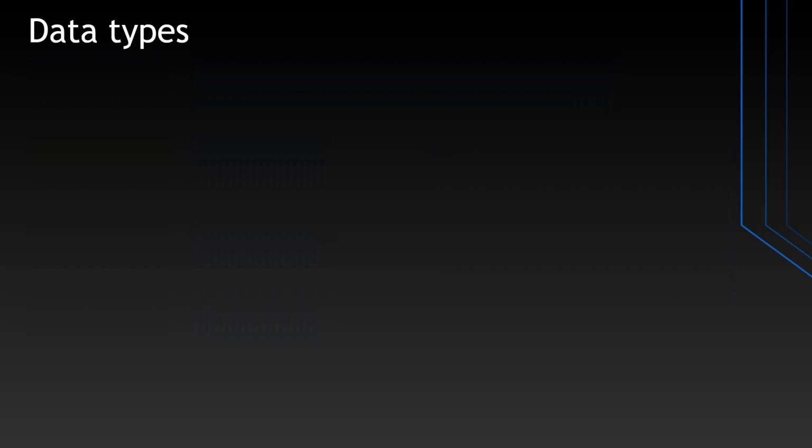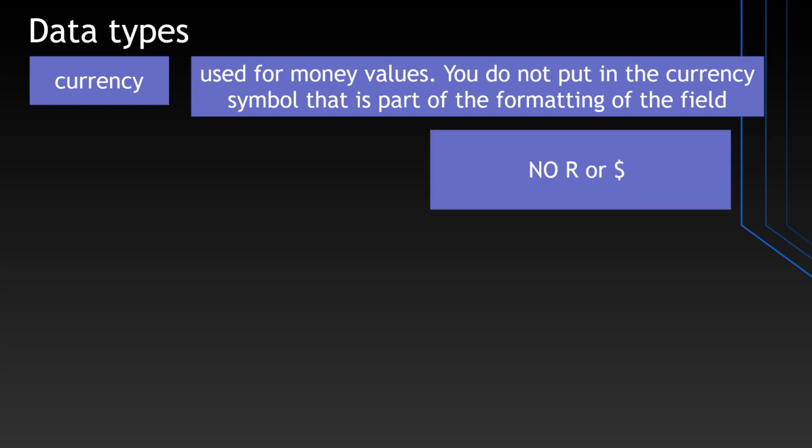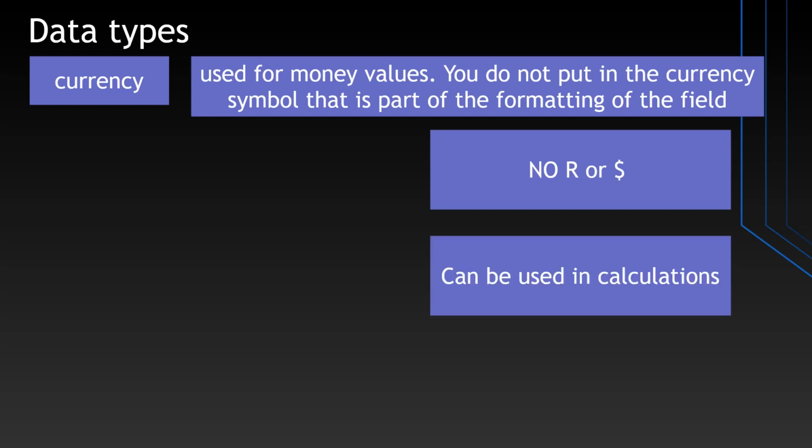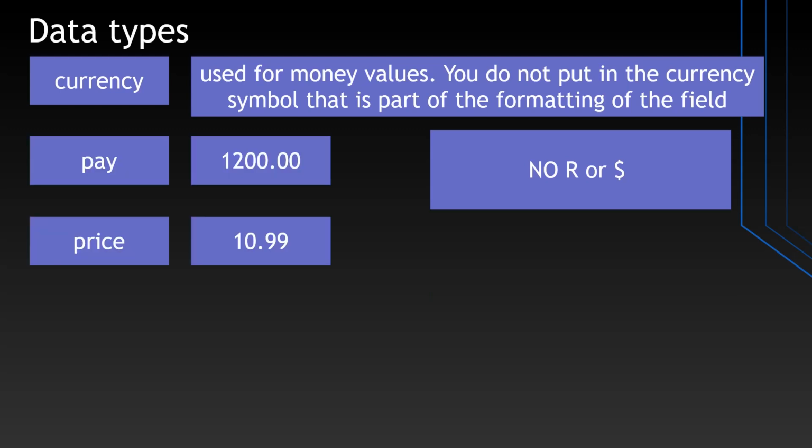Data type: currency. Used for money values. You do not type in the currency symbol, it is part of the formatting of the field. It can be used in calculations. You would use it for things like pay or price.